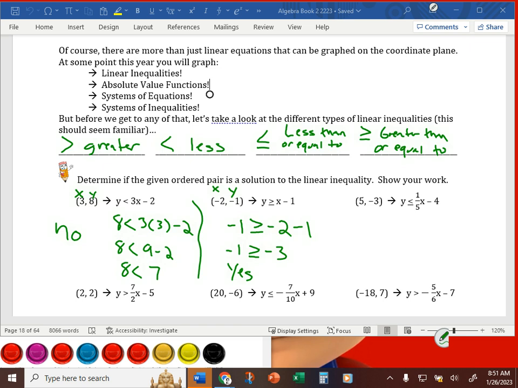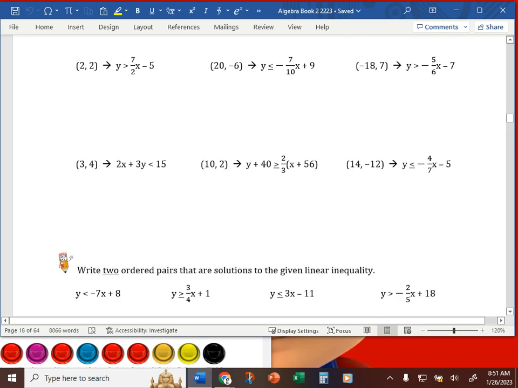Anything you want me to do with you? Nick. The (-18, 7), second row, last one. All right, scroll down to that. Negative 18, 7.